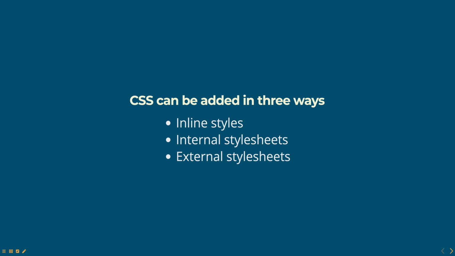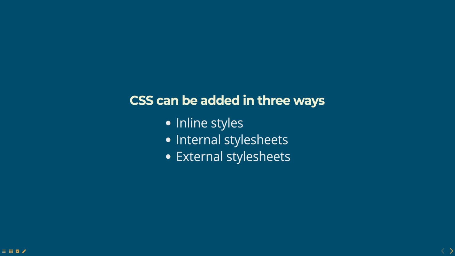CSS can be added to an HTML document in three ways: inline styles, using the style attribute on HTML elements; internal style sheets, using the style element in the head section of the HTML document; and external style sheets, using the link element in the head section of the HTML document that references a separate CSS file.